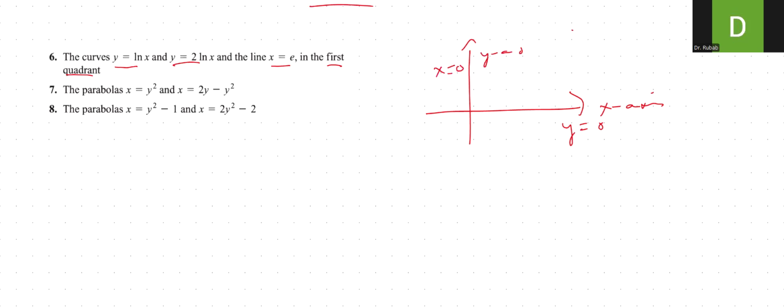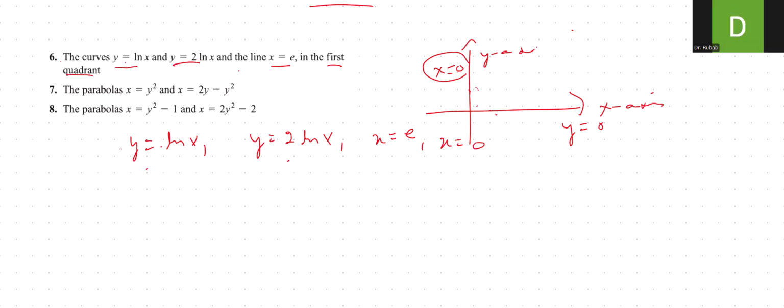Question number 6: y is equal to natural log of x, y is equal to 2 natural log of x, x is equal to e, and the first quadrant. This means that x is equal to 0 is involved in the first quadrant, right? So first quadrant means an axis is involved, and from the question, because y has two limits, they are not x's, so the remaining is x = 0 in this case. So these are the four limits.